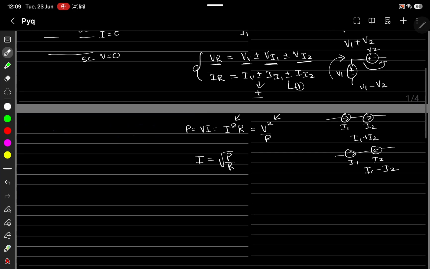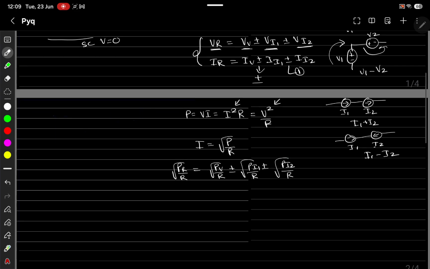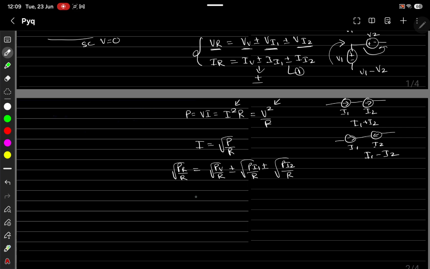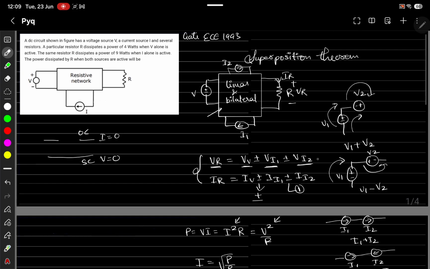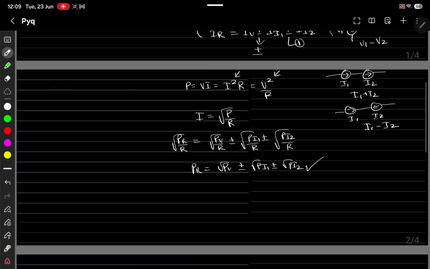Substitute this in equation 1. What we will get is √PR / √R = √PV / √R ± √PI1 / √R ± √PI2 / √R. The √R in the denominator on both sides will get cancelled. Finally we will have √PR = √PV ± √PI1 ± √PI2. So no matter how many sources you have, this will continue. You keep on adding them. Okay, so this is the final formula.